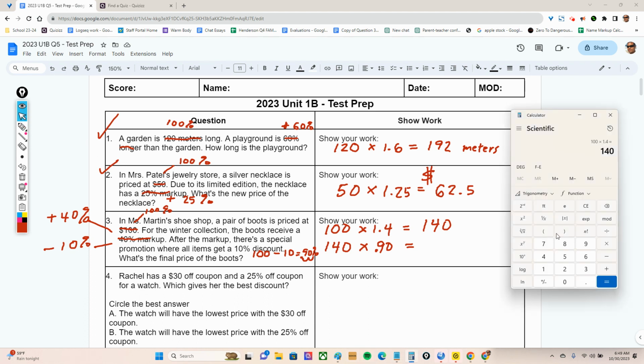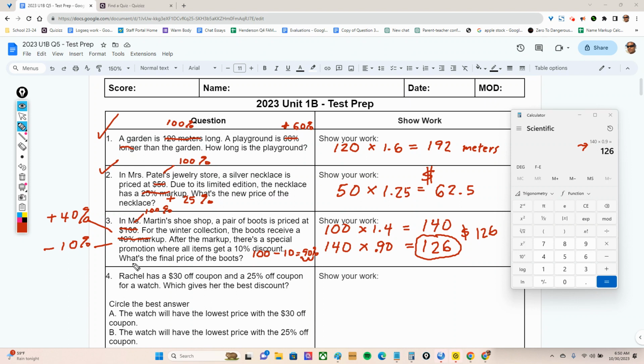Again, clear it out. 140 times 0.9 equals 126. And I'm checking up here. Okay, 140 times 0.9 is 126. So 126 is the final price, $126.